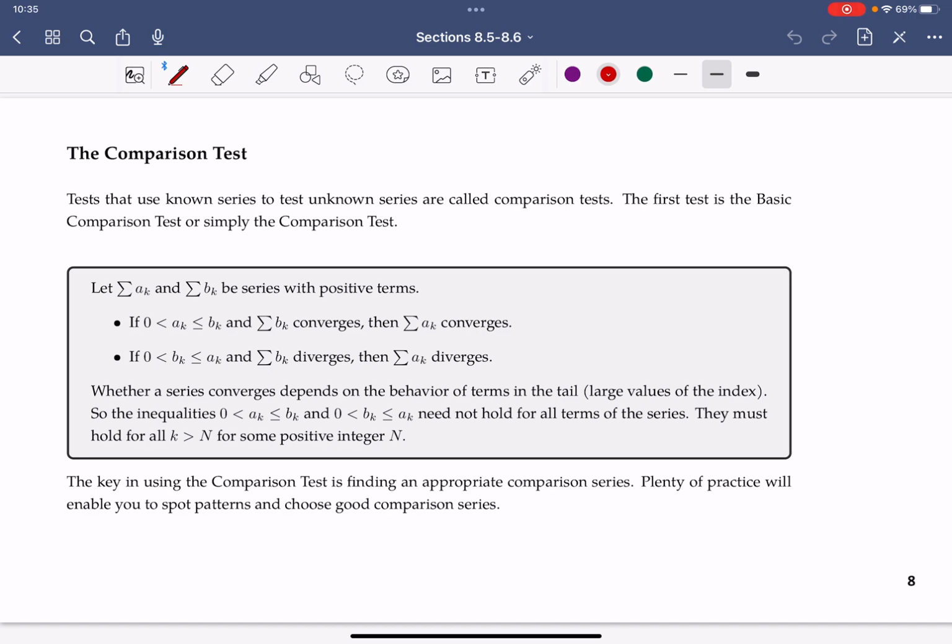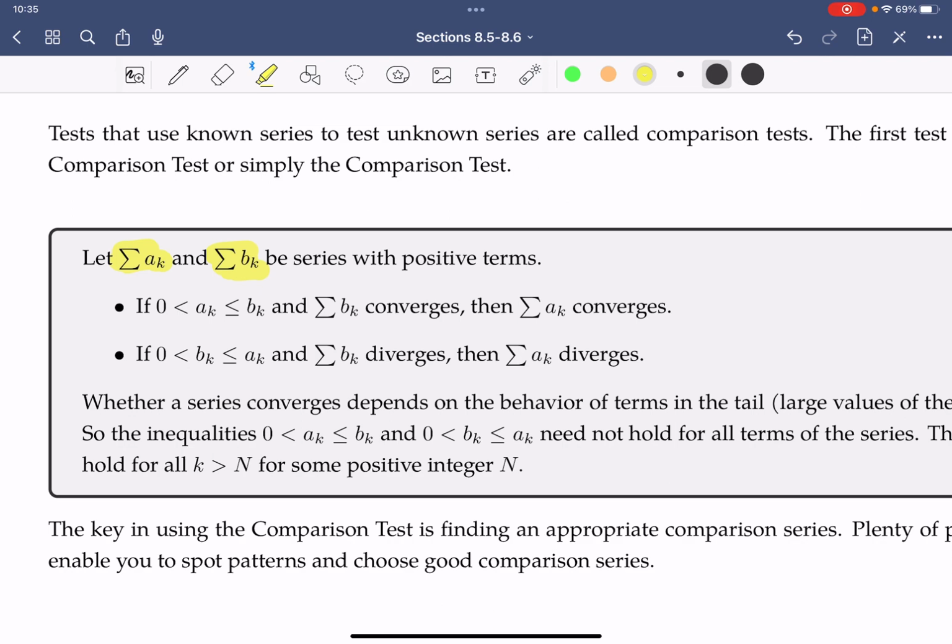This is the statement of the comparison test. Everyone look in the box here. So we have summation A subscript K and summation B subscript K. So we have two series with all positive terms.